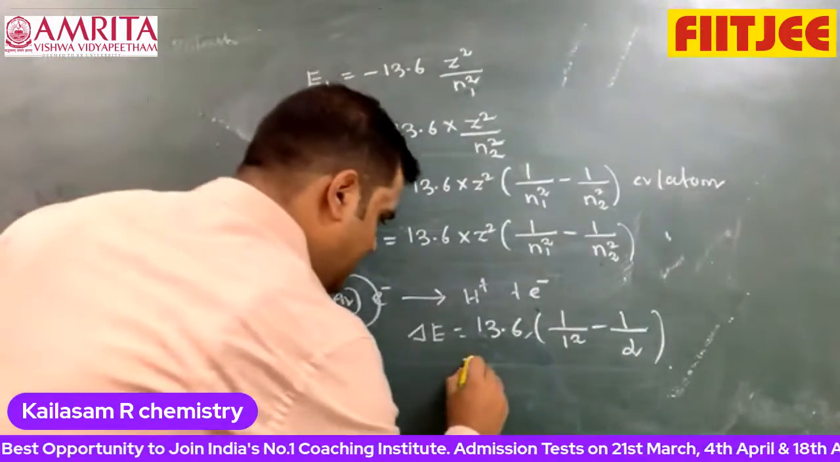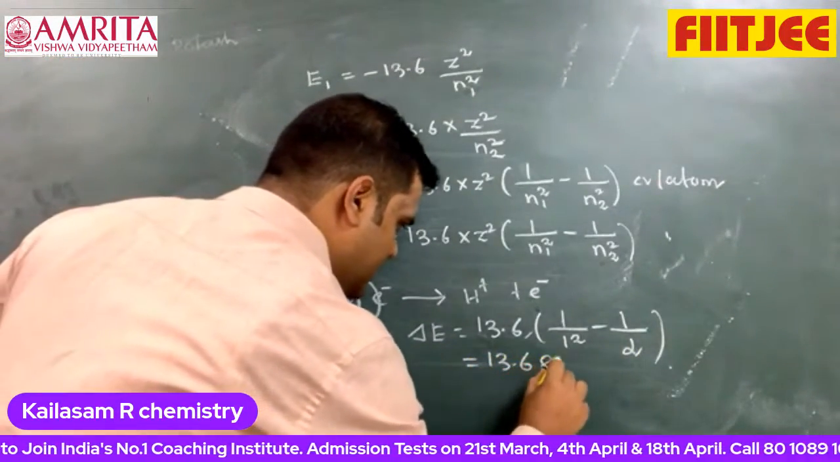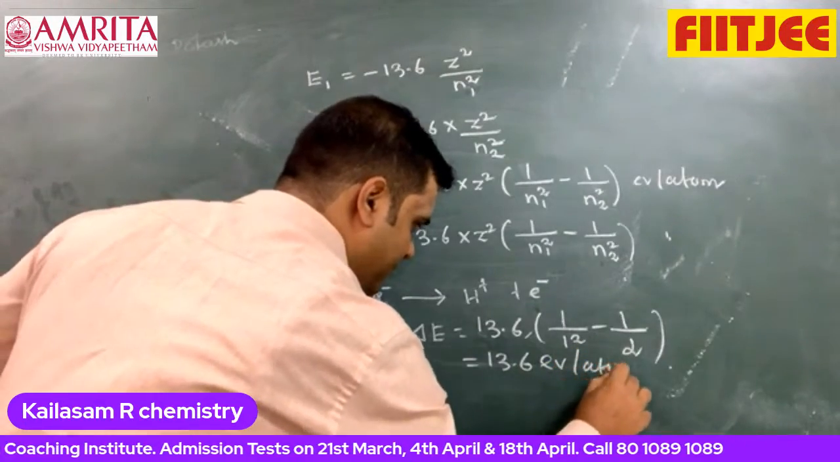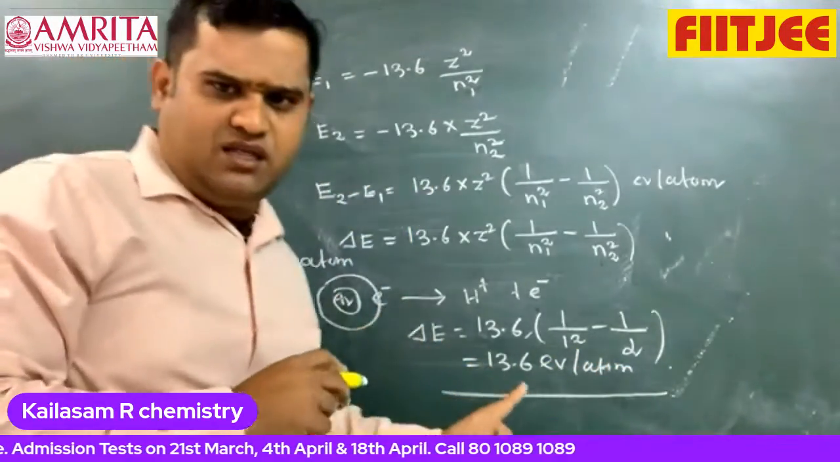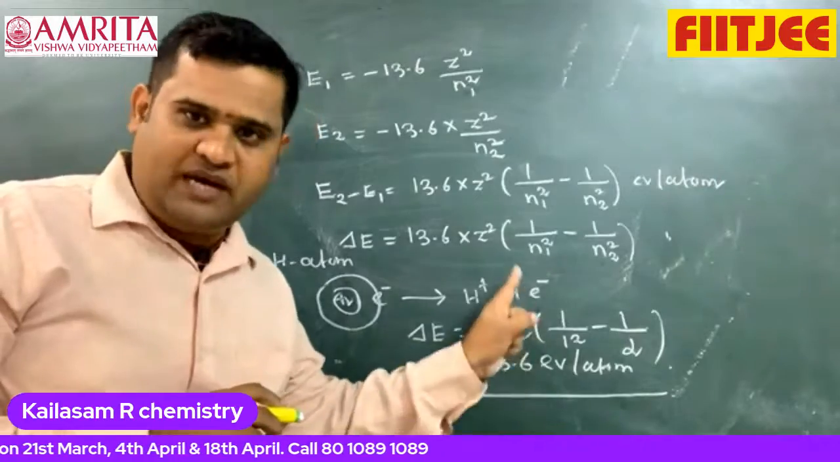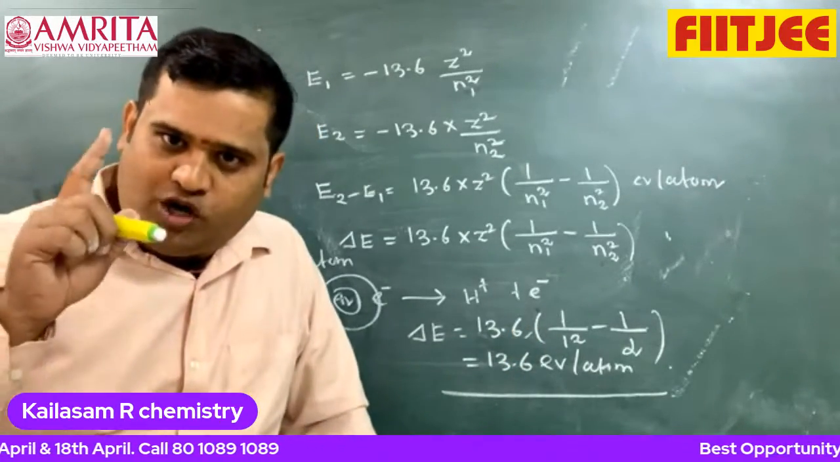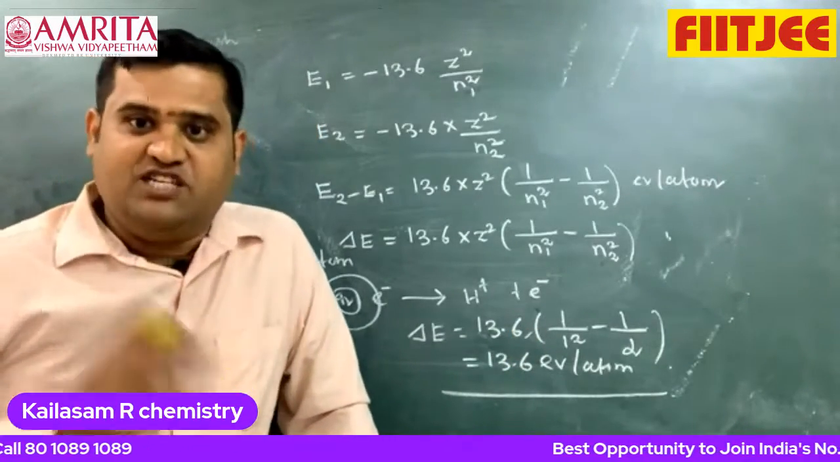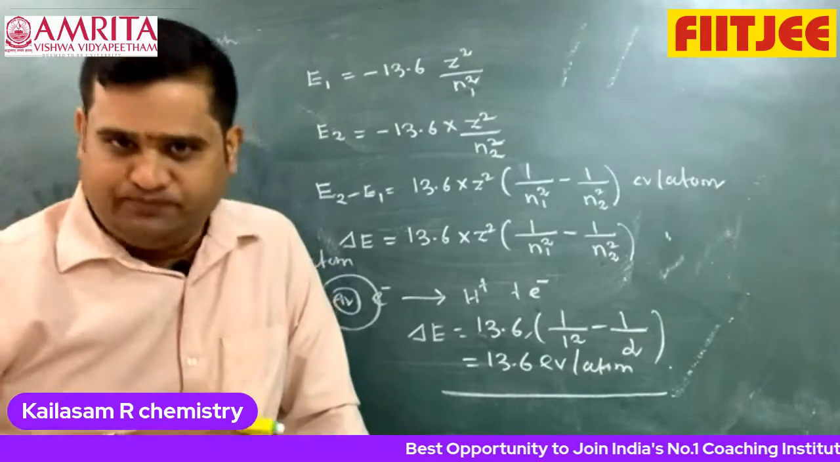That means I can write that 13.6 electron volt per atom. If I supply that 13.6 electron volt per atom, I am able to remove the electron from the hydrogen atom. That is called ionization energy.